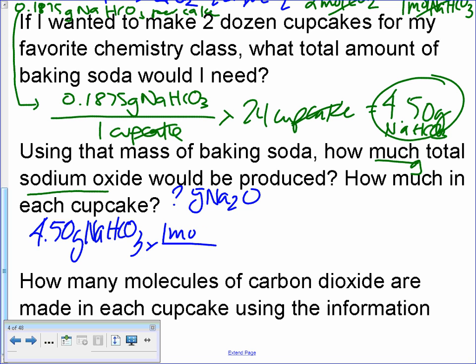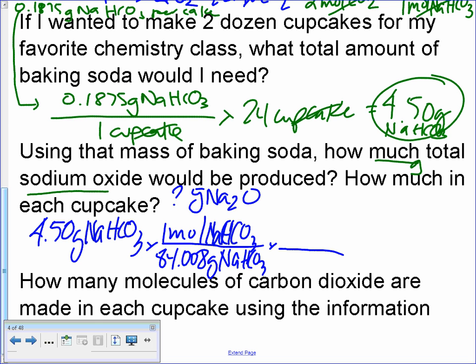1 mole on top and HCO3. What was that molar mass? Remember, you're canceling grams here. 84.008 grams of sodium bicarbonate on bottom. All right, everybody is writing these problems down. If not, you will have nothing to look back at for help for homework. So grams of sodium bicarbonate are now canceled. Now we're in moles of sodium bicarbonate.